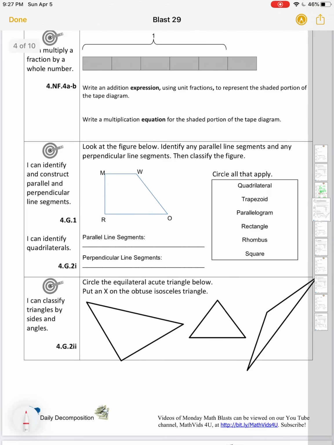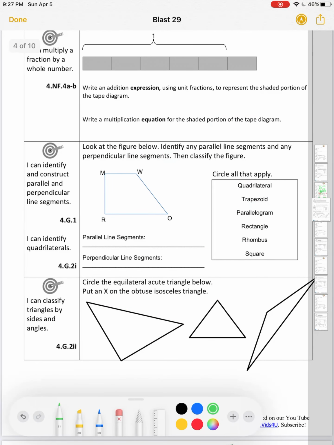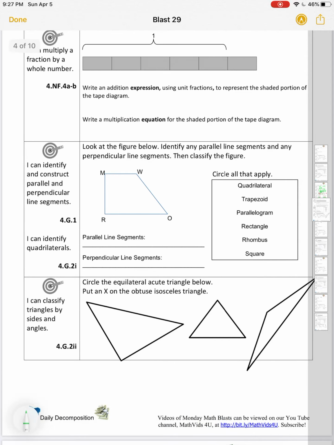Okay, on the back side, I can multiply a fraction by a whole number, write an addition expression using unit fractions to represent the shaded portion of the tape diagram. When I take a look at the tape diagram, I notice that the 1 is around this portion of the diagram. So there are 1, 2, 3, 4, 5 equal parts within my whole there. So the units are fifths. Each one of these boxes is representing a fifth.